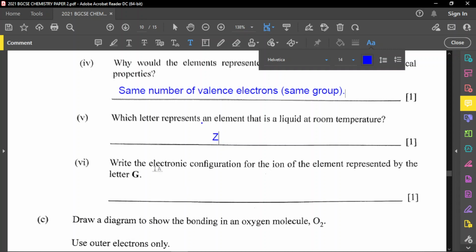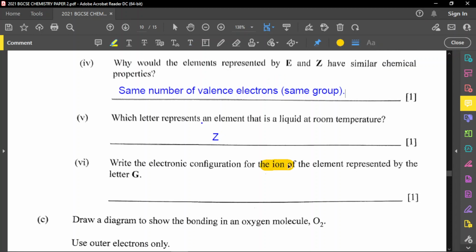All right, here now it said write the electronic configuration for the ion of the element represented by the letter G. So I want to be careful here. It's write the electronic configuration for the ion, not for the element here, but for the what? For the ion of the element represented by the letter G. To start this out first, let me write the electronic configuration for G first, then we write what the ion is. All right, so let's go back to the chart, looking for G.